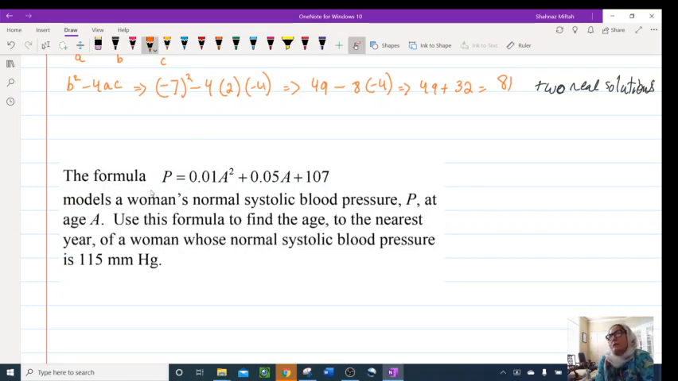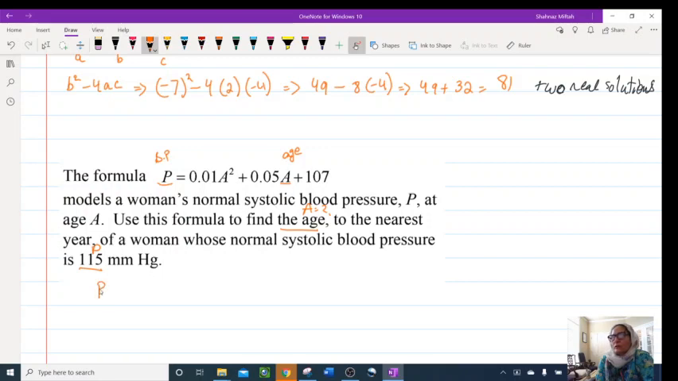So remember I said, this is important that you know your variables. P means blood pressure, like a systolic blood pressure, and A is your age, woman's age. Use this formula to find the age to the nearest year of a woman whose normal systolic blood pressure is 115. So what is this 115? That's a P. And they're asking to find the age, which means I have to figure out the A. Okay, so now it's good to go. I just have to plug in all the stuff there.